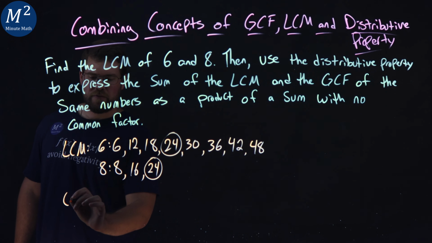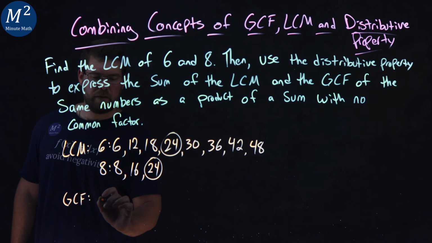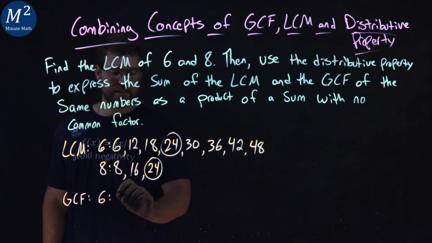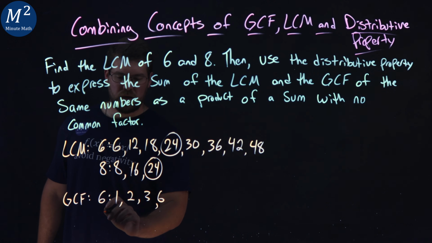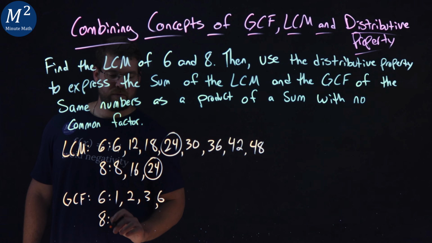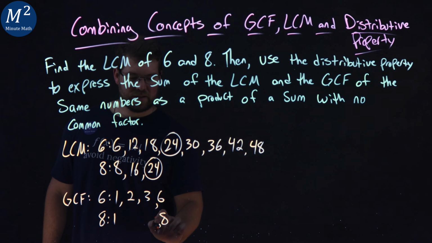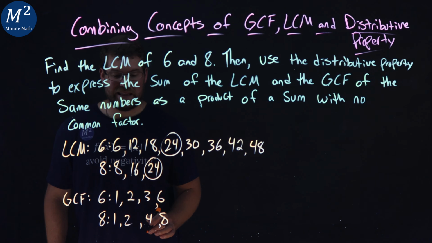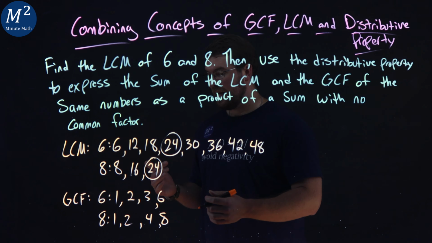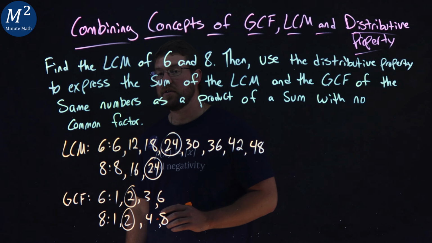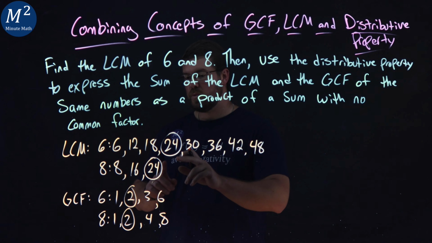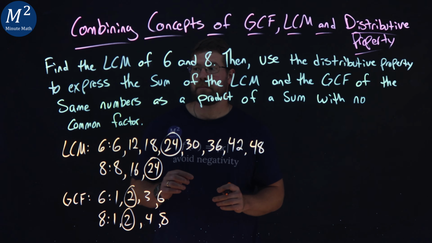What about the greatest common factor? Let's go for 6 first. 6 is 1 and 6. And 2 times 3 gets us to 6. That's it. 8, the same thing. 1 times 8, we have 2 and 4. And that's it. And so the greatest common factor in both of these is going to be 2. Okay? So we have 24 and 2.